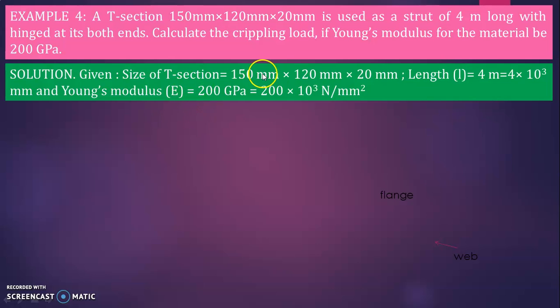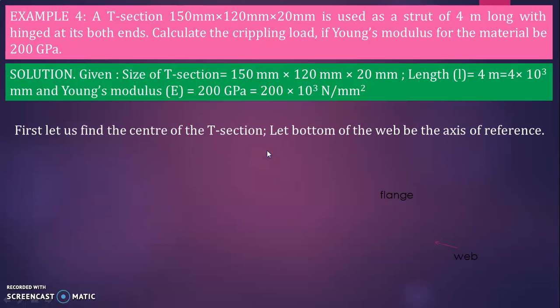So the size of the T section is given, that is 150 mm by 120 mm by 20 mm, and length is 4 meter, so you can convert into millimeters, 4 into 10 raised to 3 mm. Young's modulus is 200 GPa or 200 into 10 raised to 3 Newton per millimeter square. What you have to calculate here: I is not given. Euler's formula says P is equal to pi square EI divided by LE square. So here E is given, L is given, I is not given, so you have to calculate I.